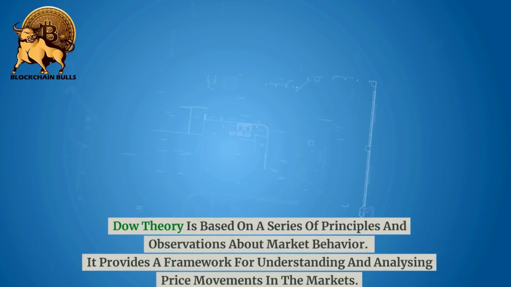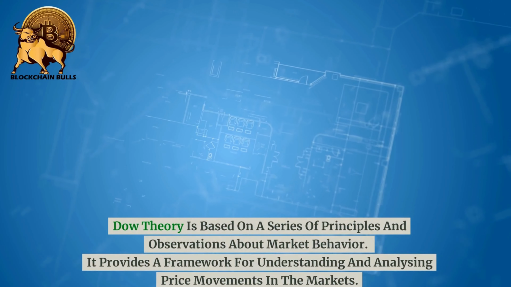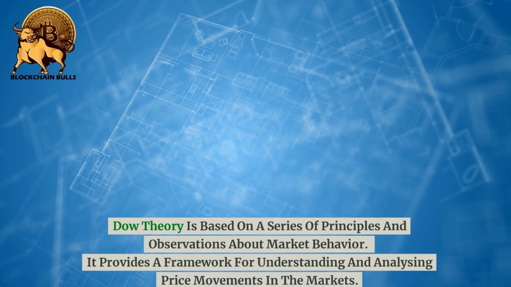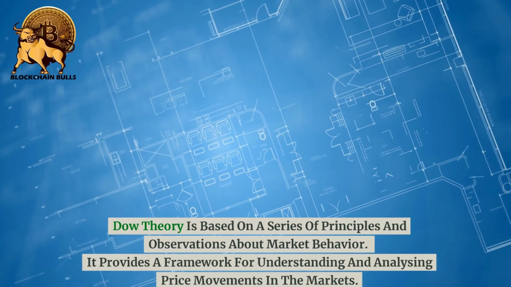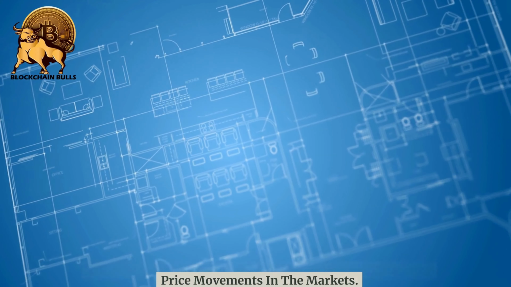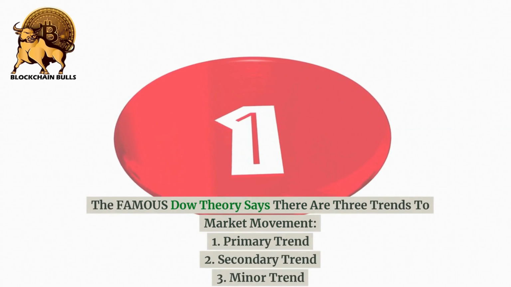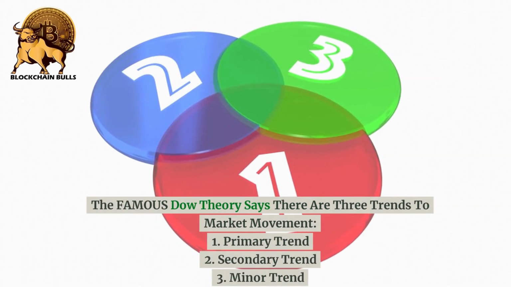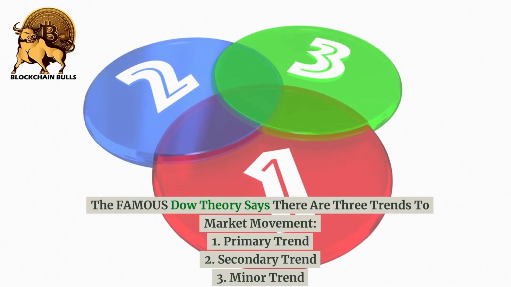Dow theory is based on a series of principles and observations about market behaviour. It provides a framework for understanding and analysing price movements in the markets. The famous Dow theory says there are three trends to market movement. 1. Primary trend. 2. Secondary trend.